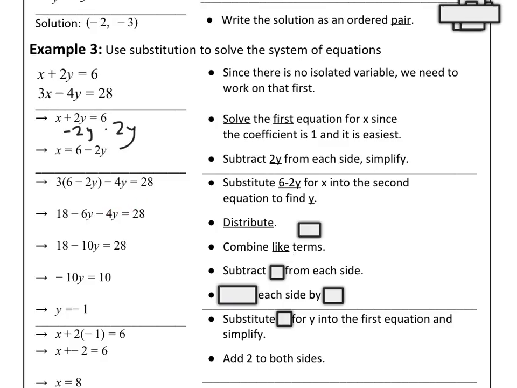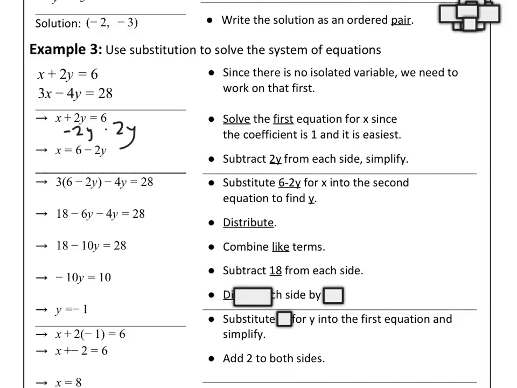After that, we want to combine our like terms. We've got a minus 6y and a minus 4y. Those are like terms, giving us a negative 10y. So we have 18 minus 10y equals 28. Then we want to subtract 18 from each side. If we subtract 18 from the left, that goes away, leaving negative 10y. If we subtract 18 from the right, 28 minus 18 is 10.